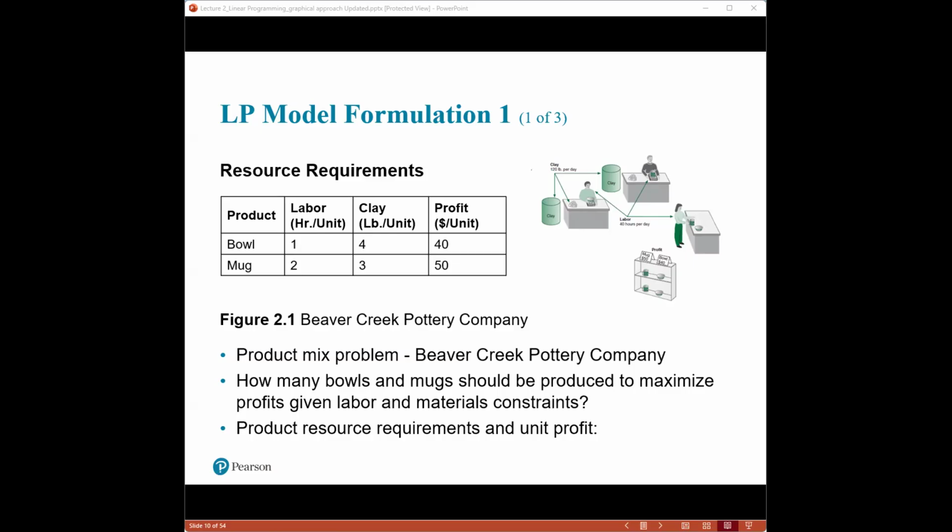Now, let's look at the clay constraint. It will be 4 X1 plus X2 less than or equal to what? 120. Because we have 120 of clay available.